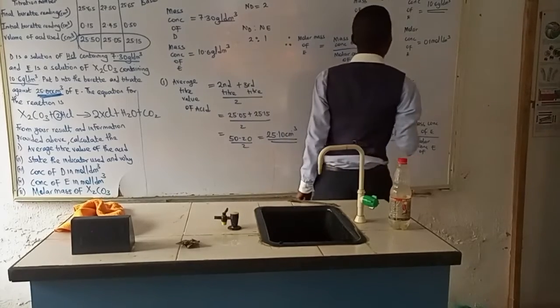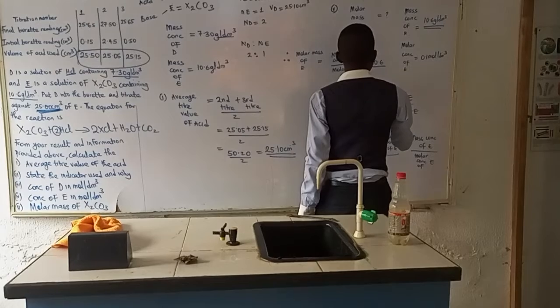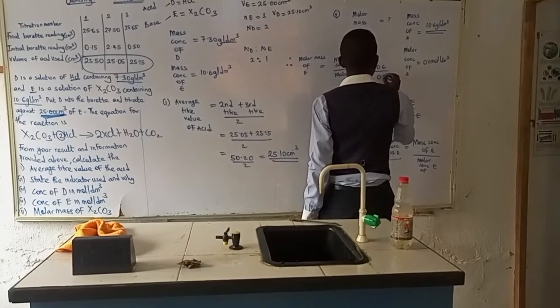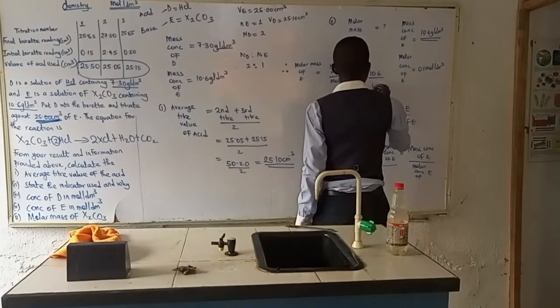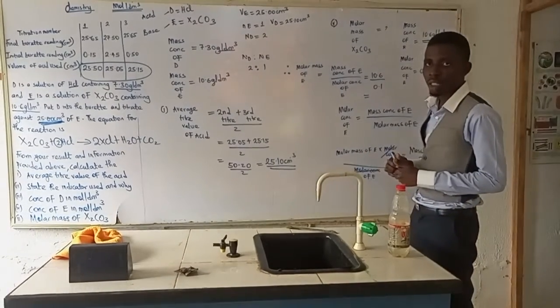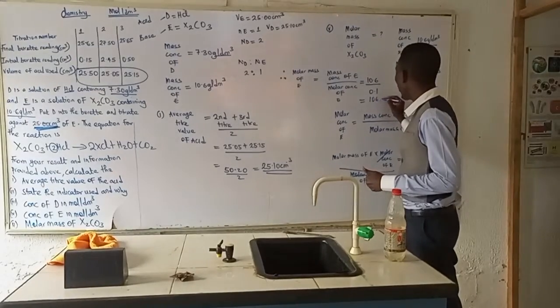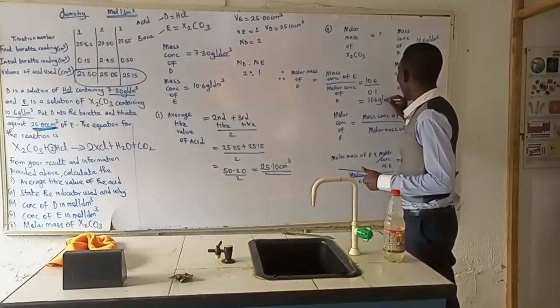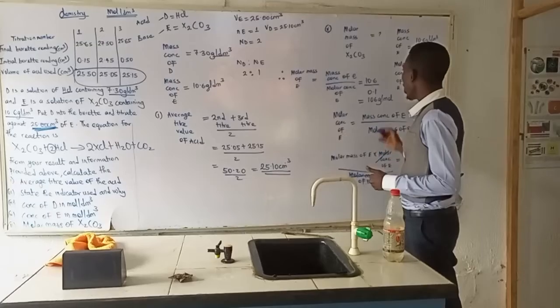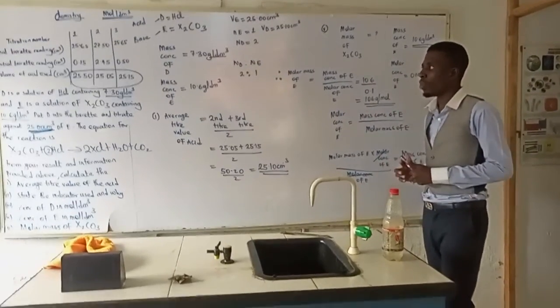Mass concentration of E is 10.6, while the molar concentration of E is 0.1. 10.6 divided by 0.1 is what? 106. That means the molar mass will now be 106 gram per mole.